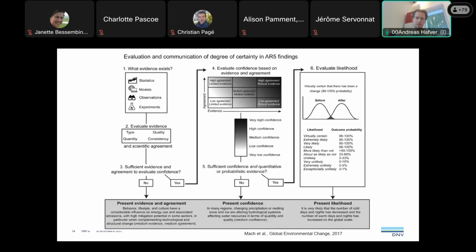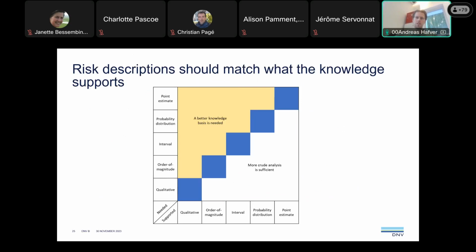Here's a figure from a paper from 2017 showing how this is done in what the IPCC recommend that you do in the context of climate risk. So you first look at what evidence exists, evaluate that evidence, and if there's sufficient quality and agreement, then you evaluate confidence. And then only when the confidence is sufficiently high, then you go and use probabilistic and provide likelihood estimates. So basically, depending on the strength of the knowledge bases you have, you decide how quantitative you can be.